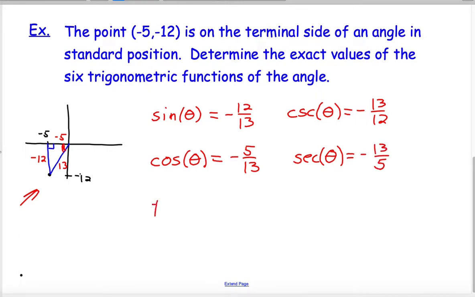And finally we'll do the tangent. Tangent is opposite over adjacent, so we get negative 5 over negative 12. I'm sorry, negative 12 over negative 5. The negatives cancel, so we get 12/5. And therefore our cotangent is 5/12. And so now we've got the 6 trig functions of that angle.